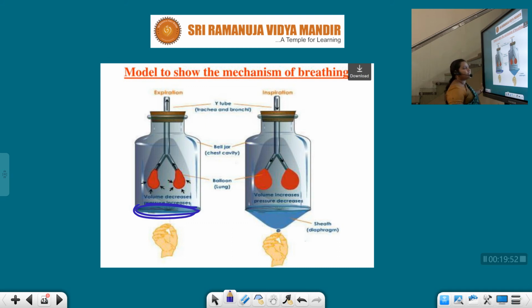Okay, in the second case, that is inspiration, it shows pulling the sheet back, so volume increases and pressure decreases. So inspiration allows gas into the body. During expiration the lungs are like this, during inspiration the lungs are like this, whereas during expiration the lungs contract.